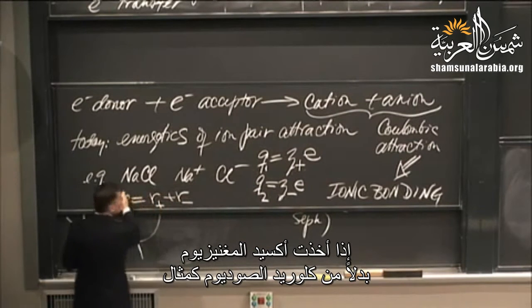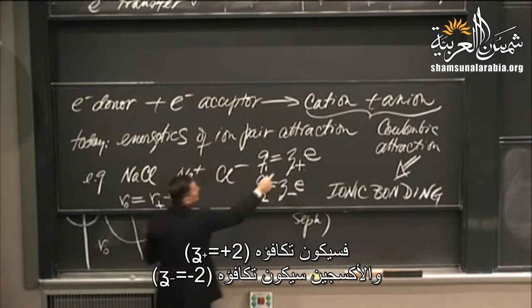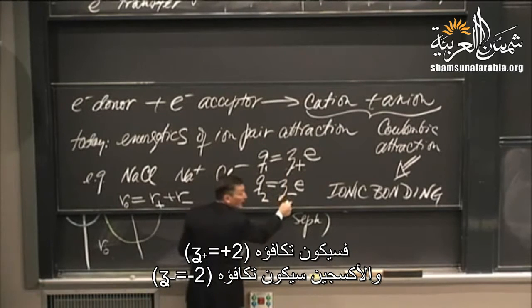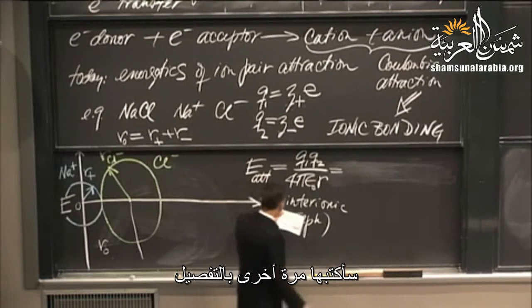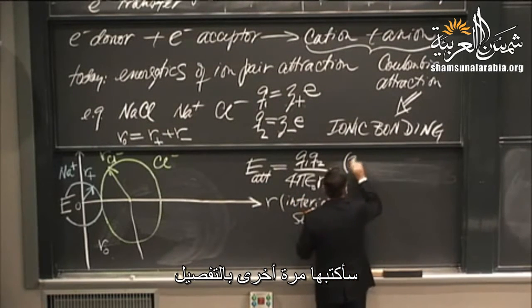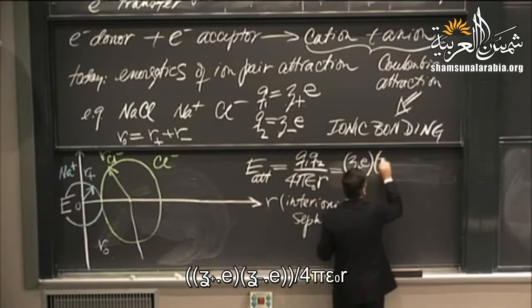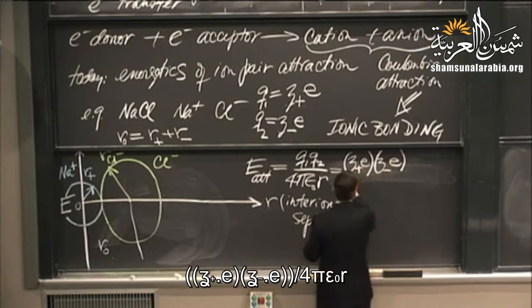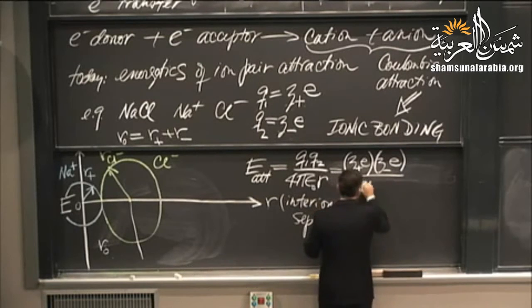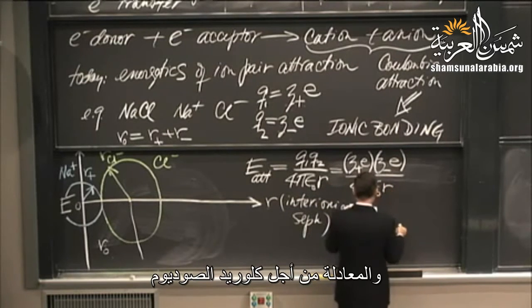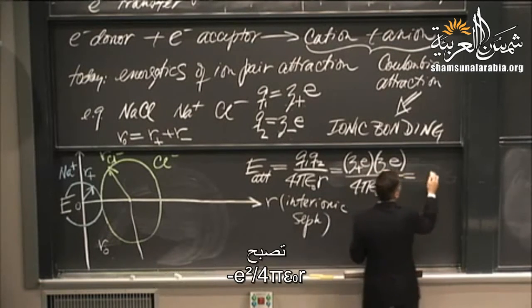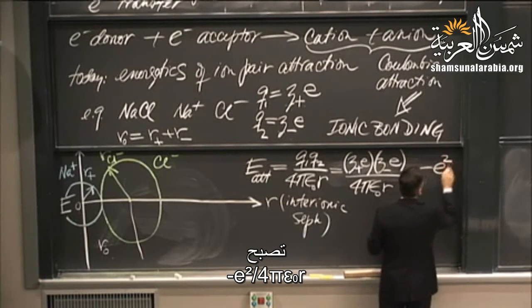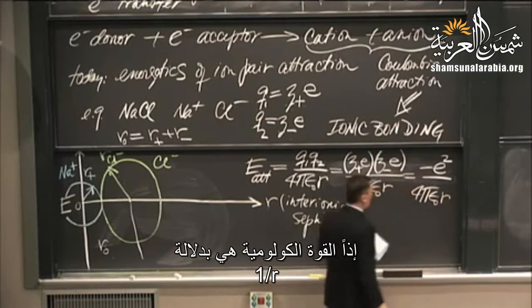Now, if instead I were doing magnesium oxide, magnesium would be +2, oxide would be -2. So that's where the charge on the ion comes into play. So we can put that in here, and we'll make this Z plus times E, Z minus times E. So there's Q1, Q2 over 4 pi epsilon 0 R. And in this case, for sodium chloride, this is +1 times -1 is -1, E squared over 4 pi epsilon 0 R. So this is a function of R.